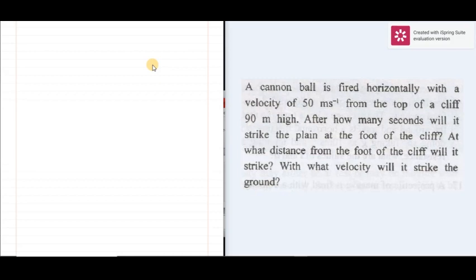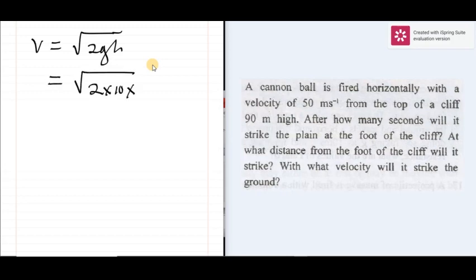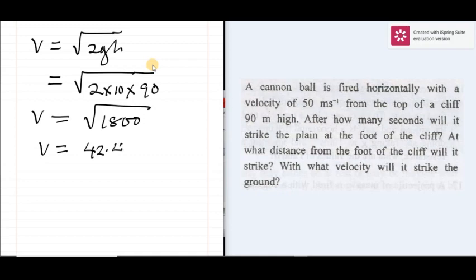The velocity at which it hits the plane is given by the expression v = square root of 2gh. This is also derived from the equation of motion. 2, g is 10, and the height is 90. The square root of that will give us the square root of 1800. The velocity will be 42.4 meters per second.